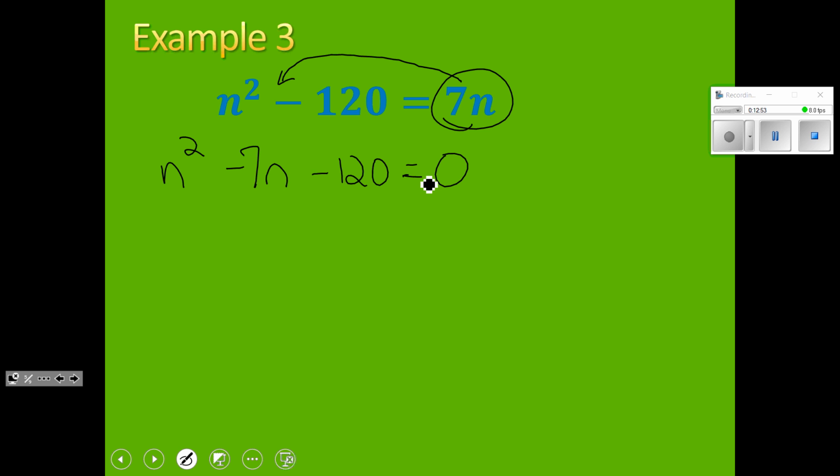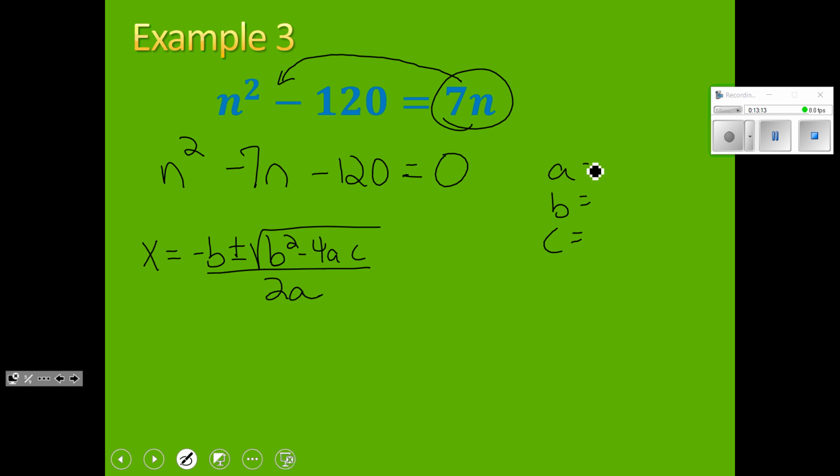So hopefully you've hit the pause button and you're joining me back. I'm going to write the formula. X equals negative b plus or minus the square root of b squared minus 4ac all over 2a. Let's label a, b, and c. A is going to be equal to 1. B is going to be equal to negative 7. And C is going to be equal to negative 120. Very good.